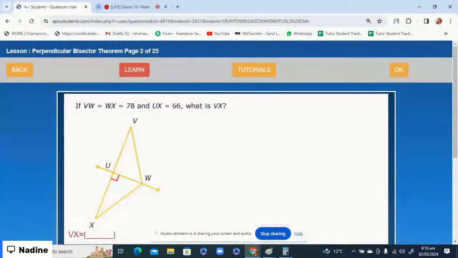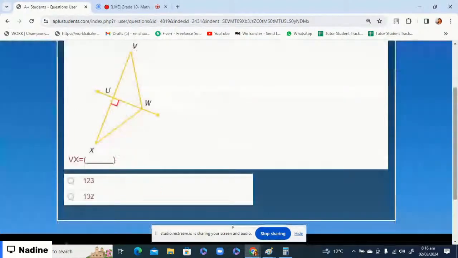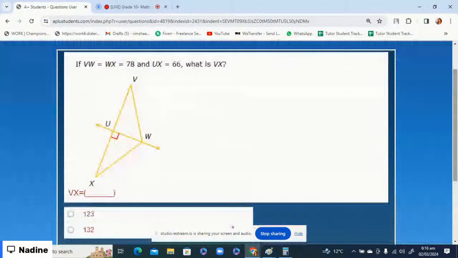So now VW, WX is 78. VW is 78, WX is 78. Then UX, this half straight line is 66. What is VX? VX, the full length they are talking about now. It means that if this half is 66, this half is 66.